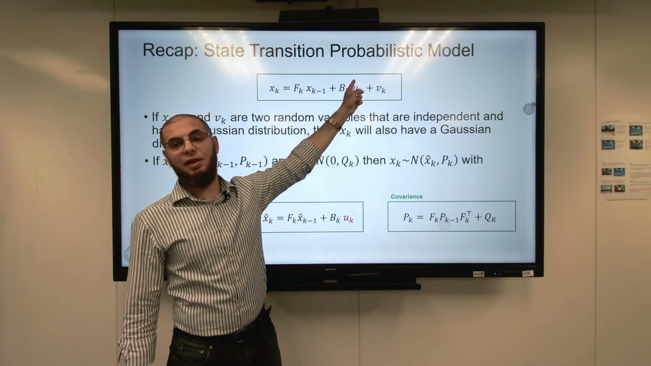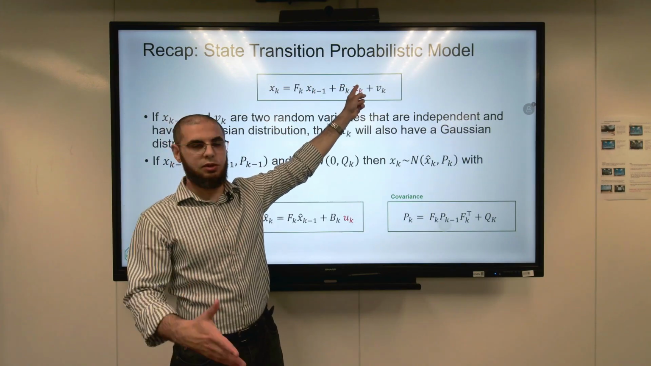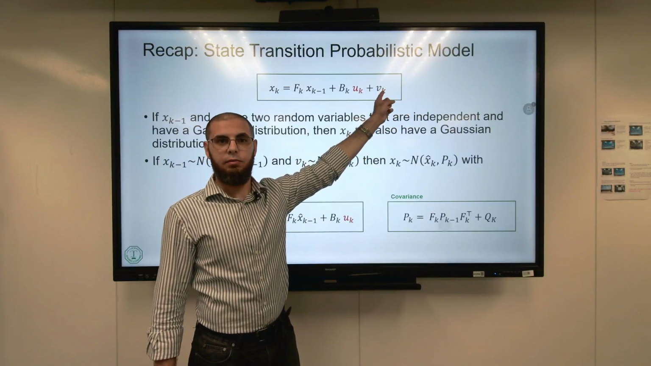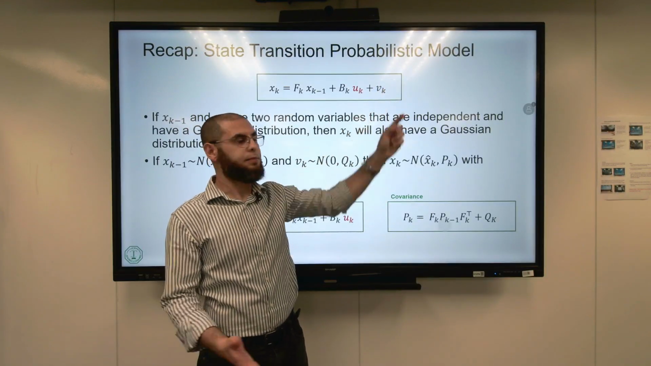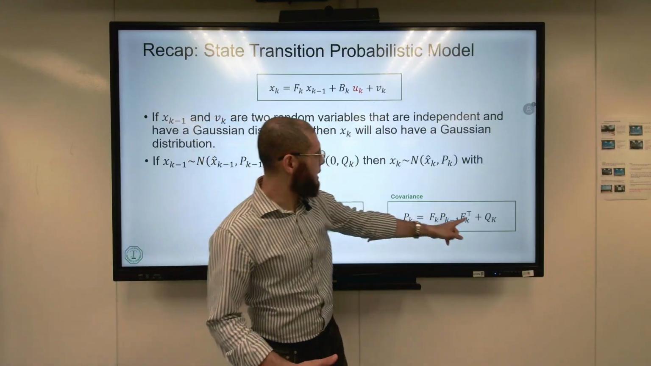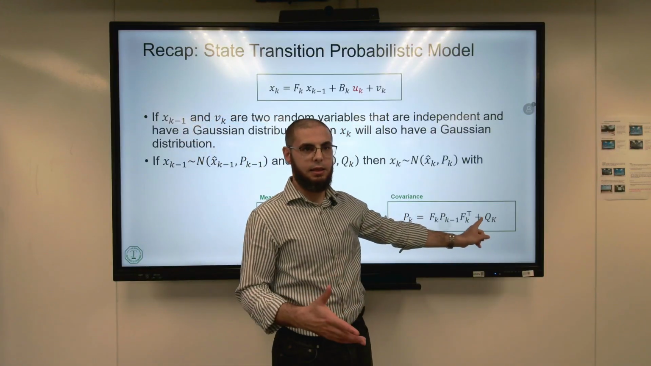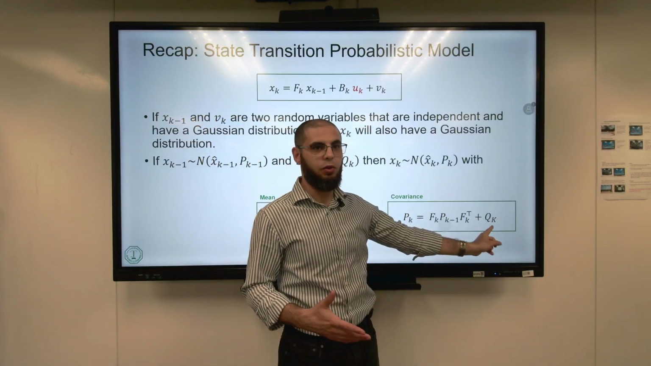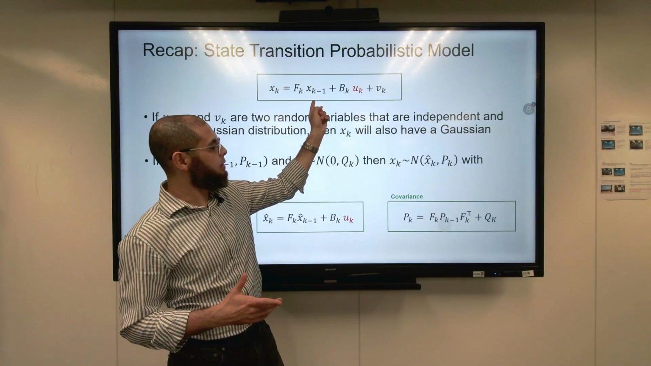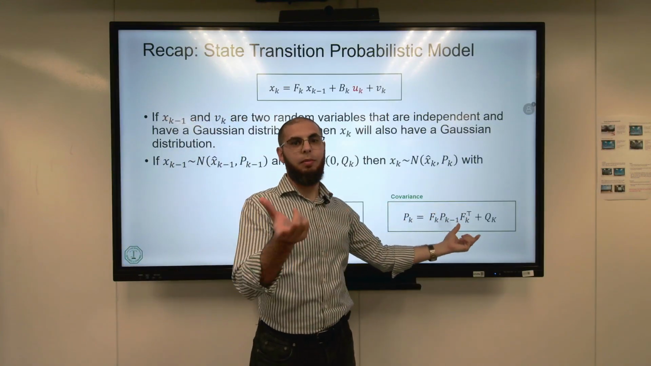The uk does not have any covariance because it's not a random variable, so we just remove it. And vk is another random variable that has a covariance. You see here, the covariance of vk is qk, so we just add it as is. So we say that pk is equal to qk plus pk minus 1, the covariance of this variable, and we pre and post multiply by fk in this way.